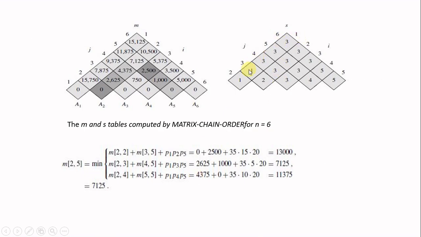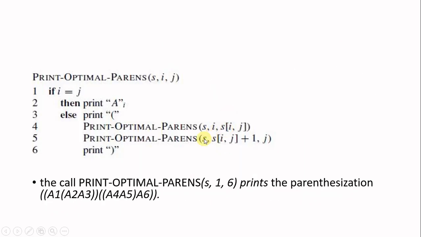So it will call print-optimal-parens(s, 1, 1). It means that i is equal to j, because i is 1 and j is 1. So it will print A_i. What is the value of i? 1. So it will print A_1. You continue like this and you will get this output.